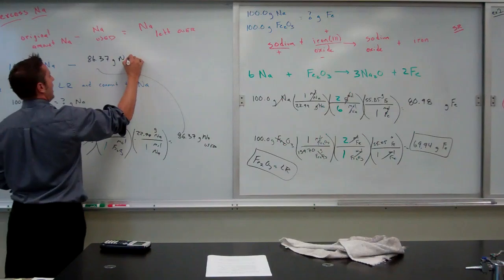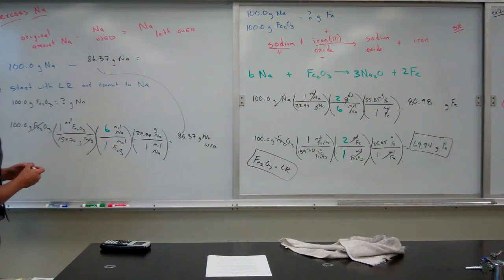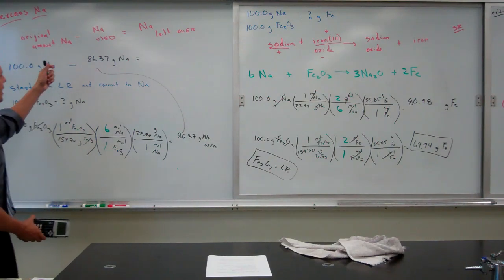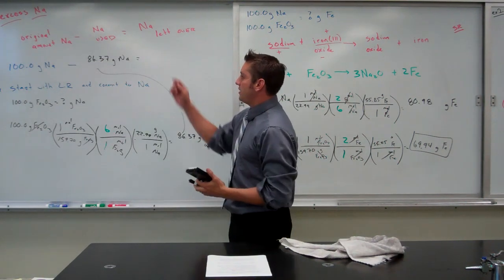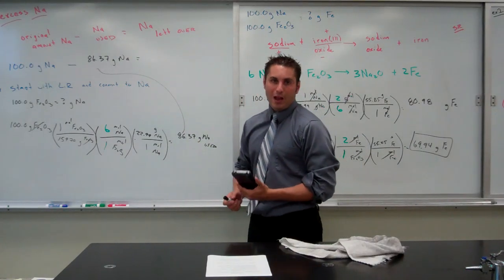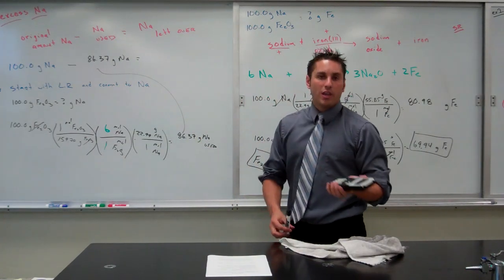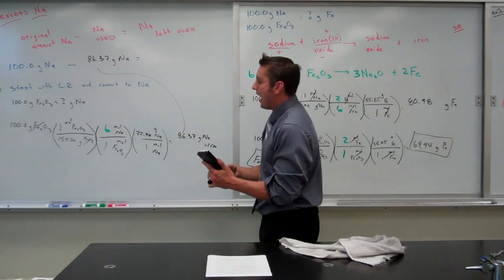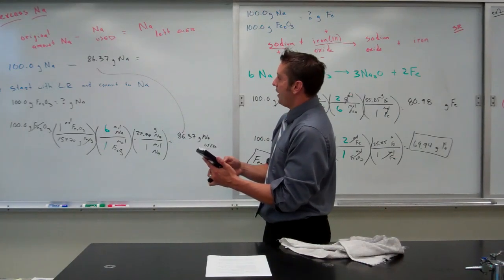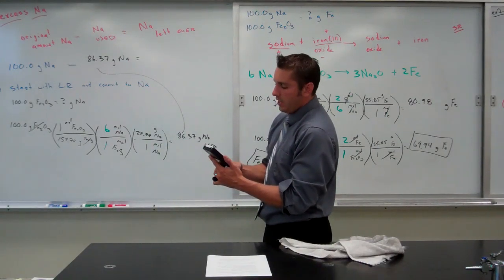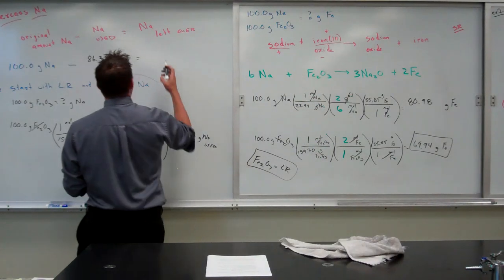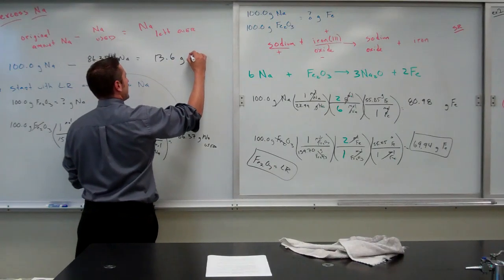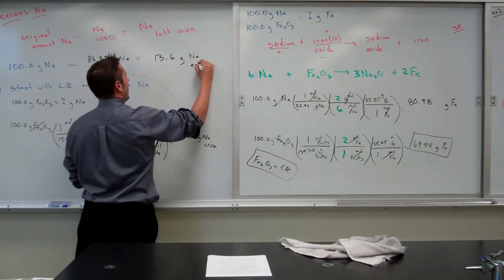86.37 grams Na. And here's where my heart gets broken 99 times out of 100. People have done all of this great work correct the whole way, and then when they try to get their excess, they forget to do sig figs with the adding and subtracting. When we add and subtract, we don't care about how many, we care about places past. This goes 1 past, this goes 2 past. So my calculator says that 100 minus 86.37 is 13.63, but I have to say I can only go 1 past. So I have 13.6 grams Na excess.